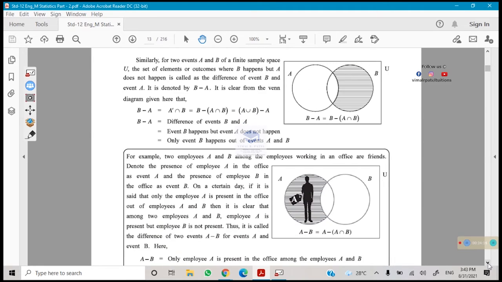See, suppose two employees A and B among the employees working in an office are friends. Denote the presence of employee A as event A and the presence of employee B as event B. On a certain day, if only employee A is present in the office, then it is called A minus B. If only employee B is present, then it is B minus A.